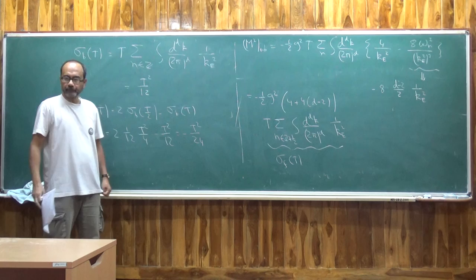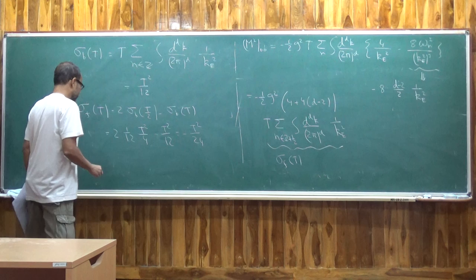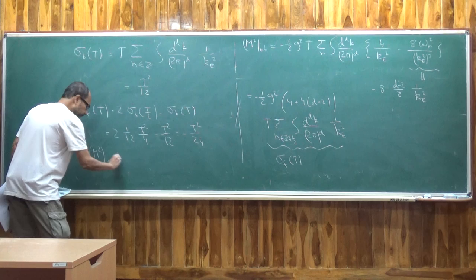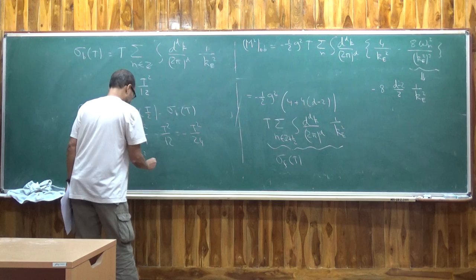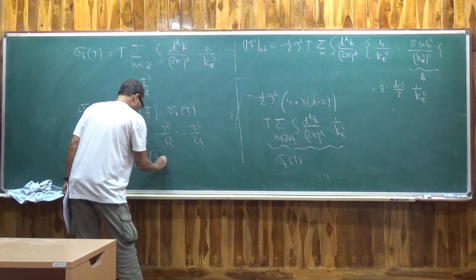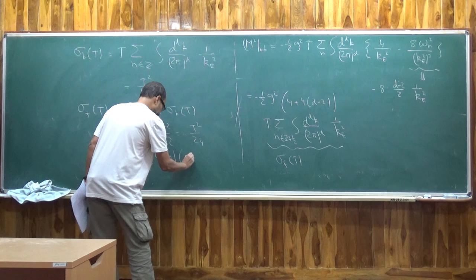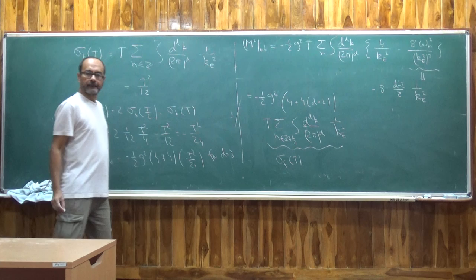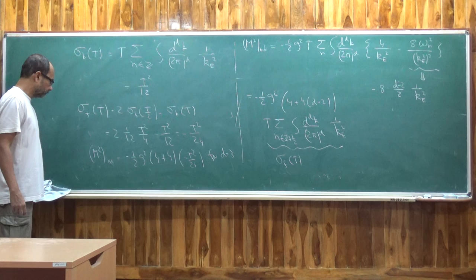So now we are done, right? We just have to substitute it here. So m square 0, 0 is minus half g square times, well, let's now substitute d equal to 3. So 4 plus 4 times minus t square over 24. This is for d equal to 3. So that's t square over 6, right?